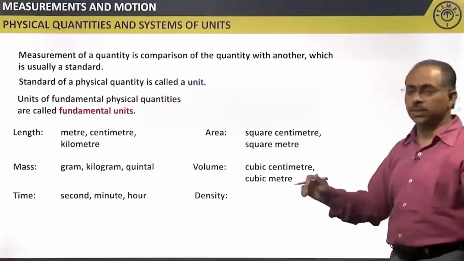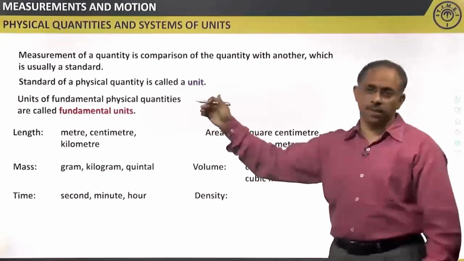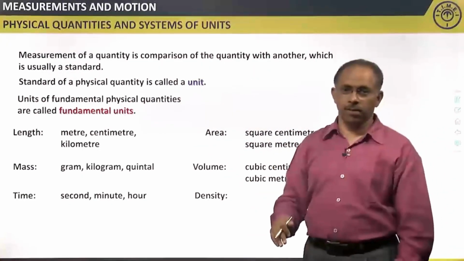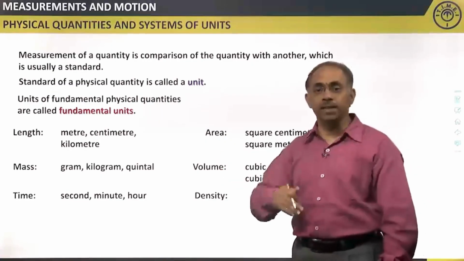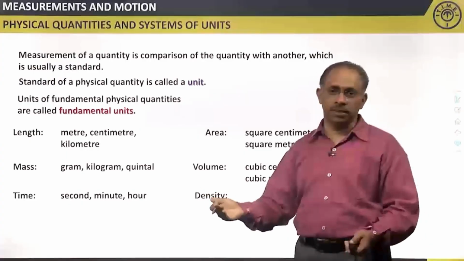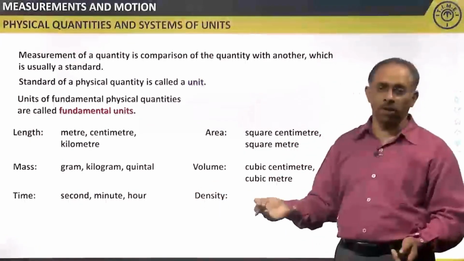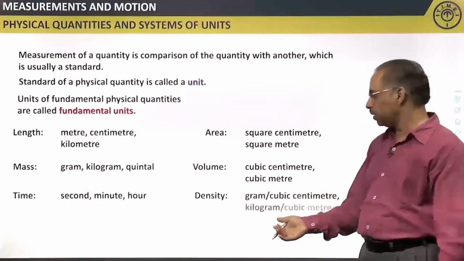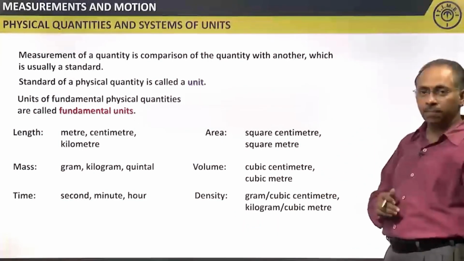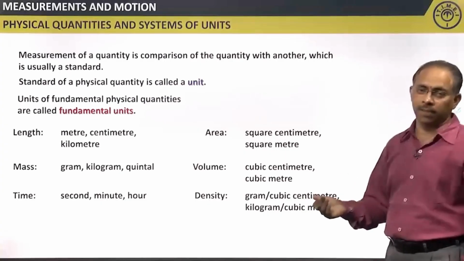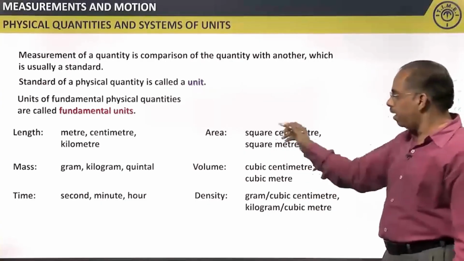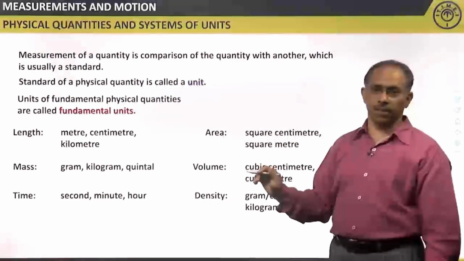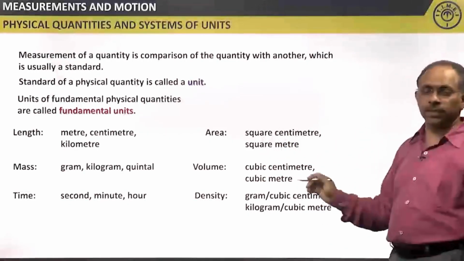Similarly, if I take density, we have just seen that it is nothing but mass per unit volume. So for mass per unit volume, how do you get the units? If I know the units of mass and units of volume, then I will be able to calculate the units of density. So I will get it as gram per cubic centimeter or kilogram per cubic meter. Now, all these are the units of what are these quantities called? Derived physical quantities. So what do you call these particular units?